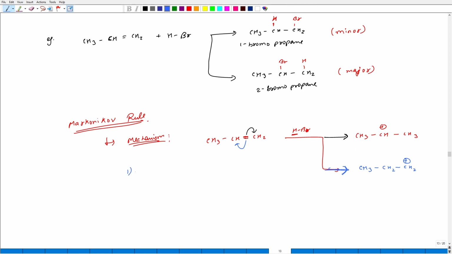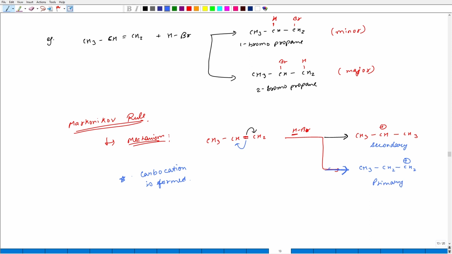So, the key point in the reaction is that a carbocation is formed, meaning a cation on carbon. It is the intermediate, and which carbocation is more stable will determine which product is formed. So, this is a secondary carbocation, meaning the carbon bearing the cation is attached to two other carbons. Whereas in the other case it is a primary carbocation.